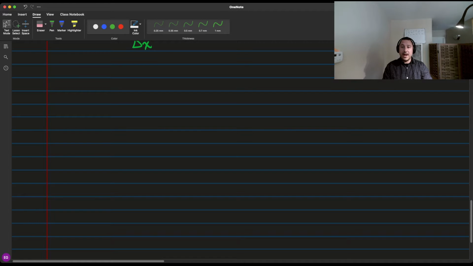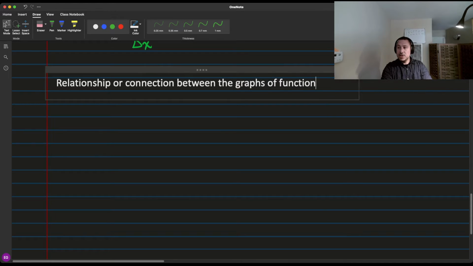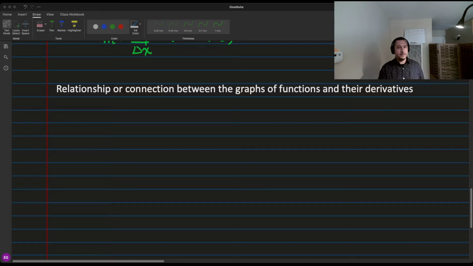is the graph. There's a relationship or connection between the graphs of functions and their derivatives. And we're going to use Wolfram to talk about this. So let me quickly open Wolfram.